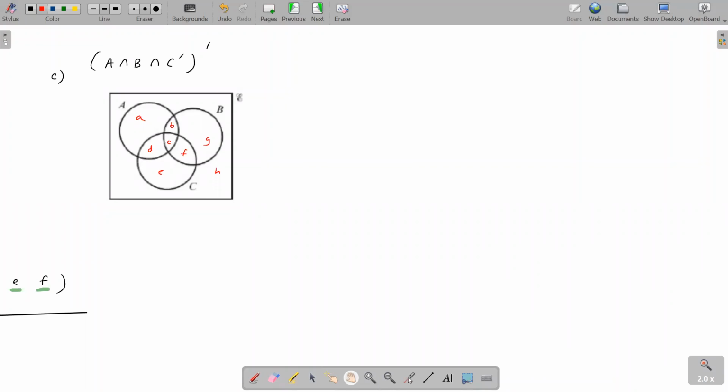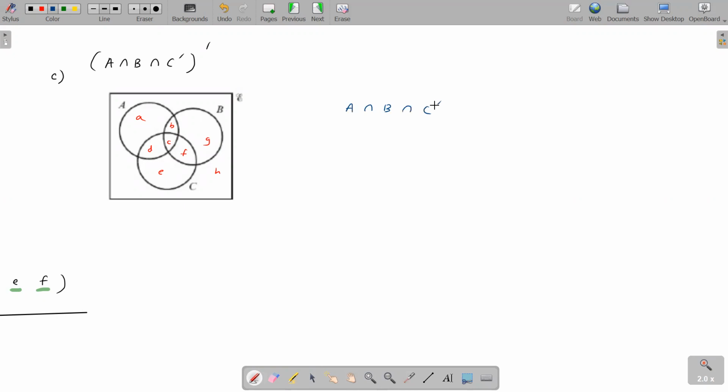All right. So guys, we'll move on to part C. You're supposed to shade A intersection B intersection C dash. And then after that, you take the dash of the whole thing. Okay. So first, let's do the first part, A intersection B intersection C dash. We'll get this answer first.